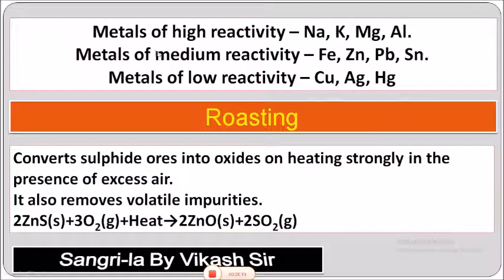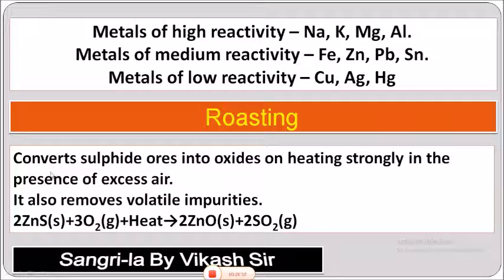Now remember, metals of high reactivity include sodium, potassium, magnesium, aluminum. Metals of medium reactivity include iron, zinc, Pb, Sn, and metals of low reactivity include copper, Ag and Hg. Now next is roasting.